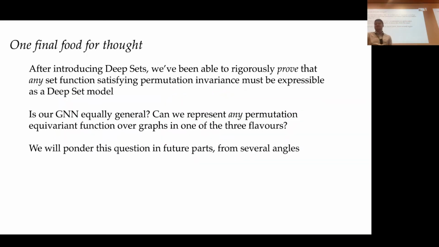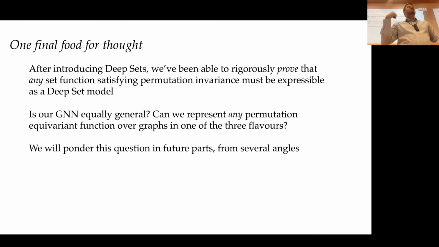Okay. And I want to give you one final food for thought before we move on to some more advanced topics. After I introduced deep sets to you, I was able to show you that there is a rigorous proof. I wasn't able to go through the proof, I didn't have enough time, but you can trust me. There is a paper that has a proof that any set function that's permutation invariant can necessarily be expressible as deep sets. So in that sense, deep sets are universal for learning on sets.